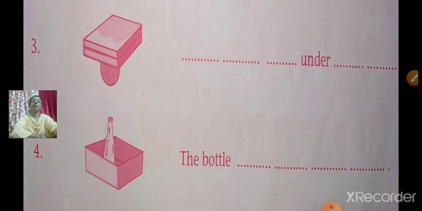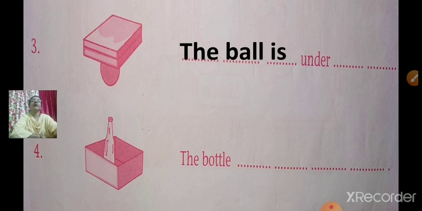Yes, number 3. Dash, dash, dash, under, dash, dash. Now you have to write the answer. Where is the ball? The ball is under the box. So where is the ball? The ball is under the box.